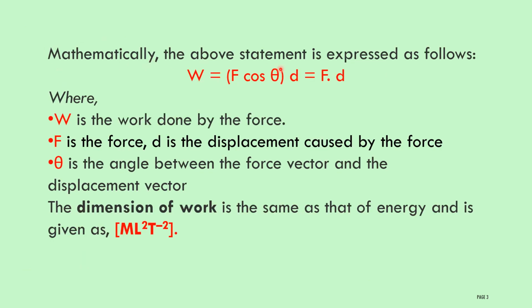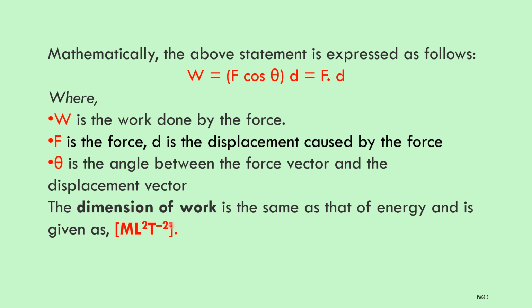Mathematically, the above statement is expressed as follows: work done is equal to F cos theta into D. If theta is 0, then cos 0 is 1, so work done is simply equal to F into D. Here W is the work done by the force, F is the force, D is the displacement caused by the force, and theta is the angle between the force vector and the displacement vector. This one you have to remember.